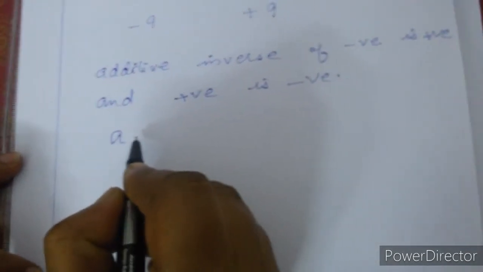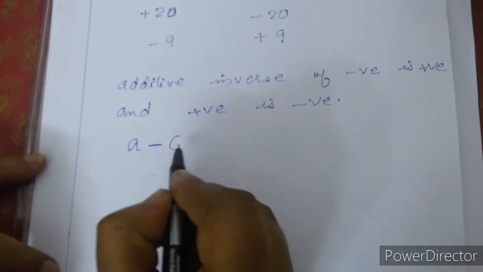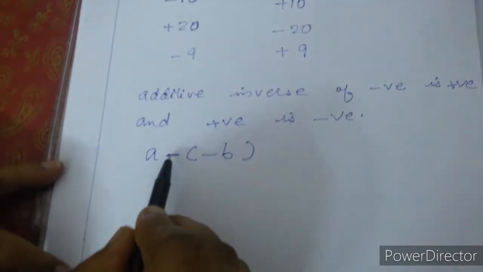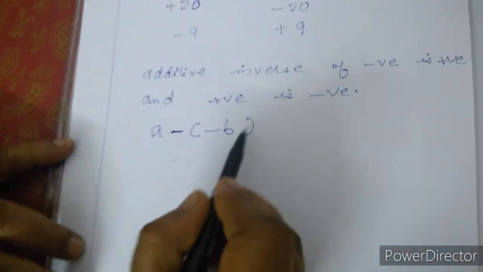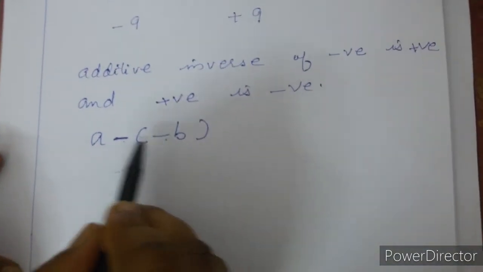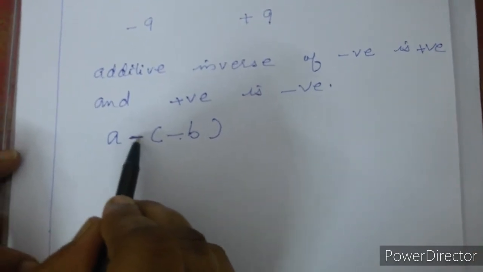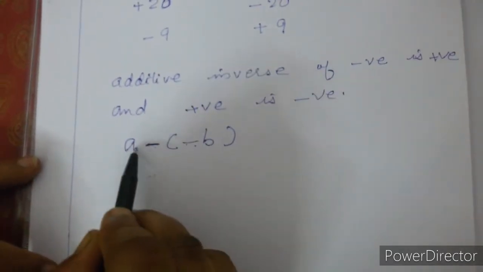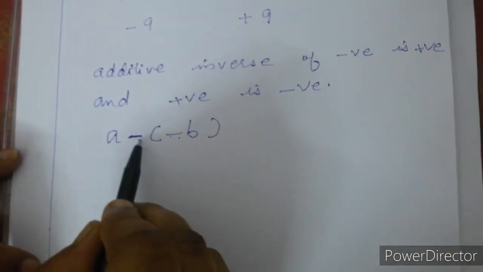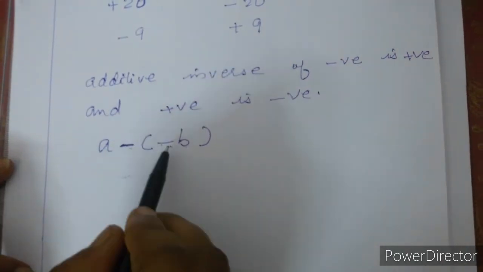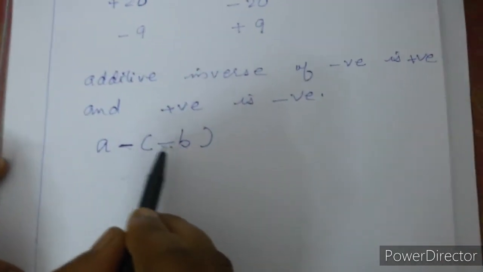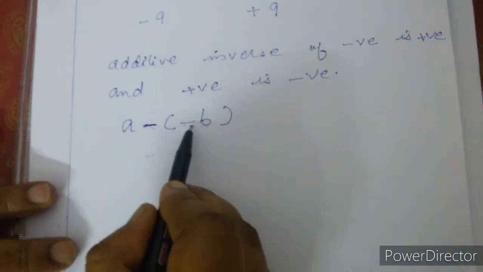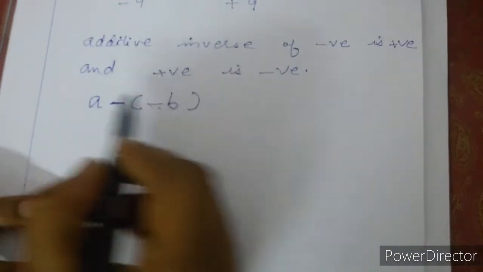That means subtraction is the addition of the additive inverse. This is subtraction: A minus of minus B. This is the process. This negative is the sign of B. So how do we read it? A minus negative B. The sign we are calling negative. A minus negative B, or simply we can call it A minus of minus B. So here we are doing the subtraction.